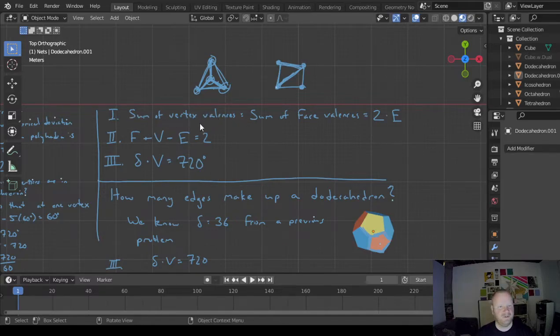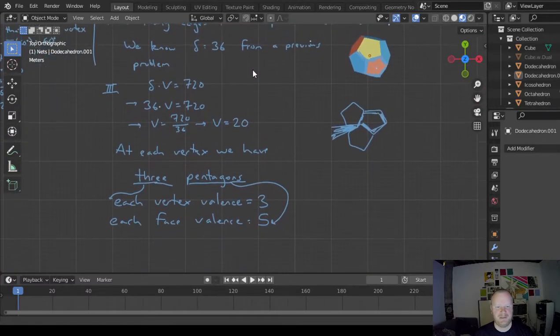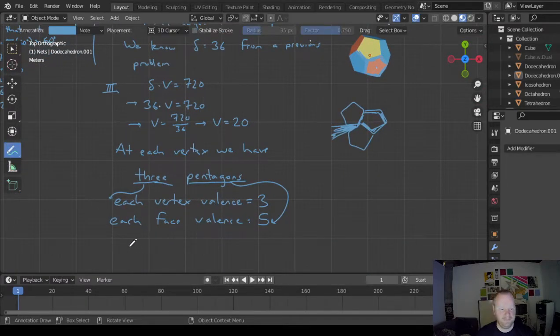Let's look at just the vertex valence for now. We could always figure out the number of faces later, but if each vertex has a valence of 3, then all 20 of these, right, since they're all identical, each of these 20 vertices has a valence of 3. We can say that the sum of the vertex valences, we know that that's equal to 2 times the number of edges.